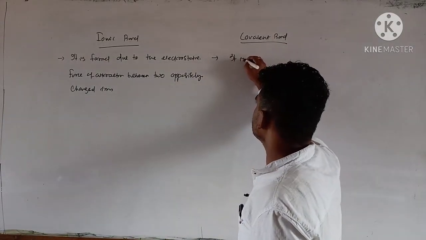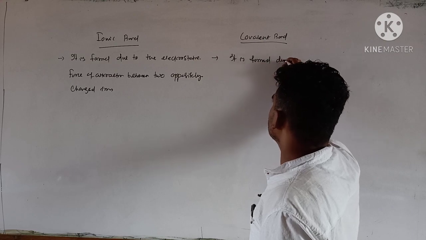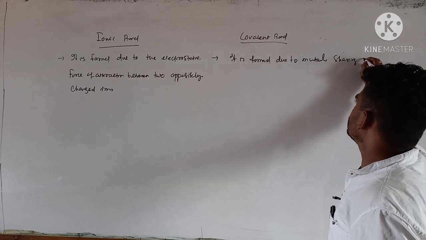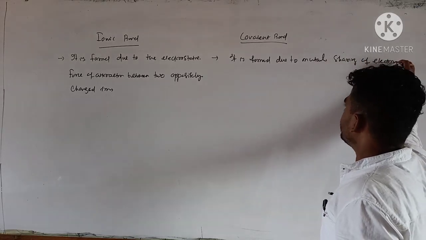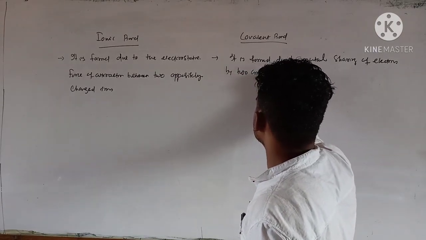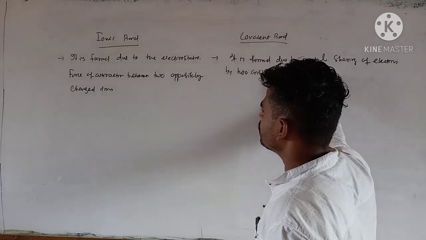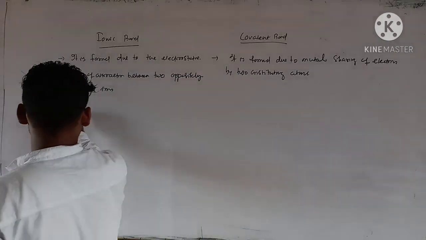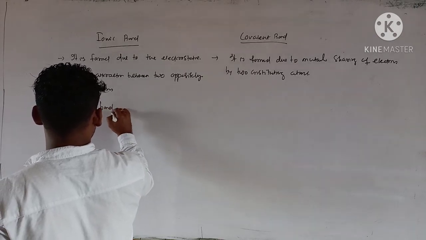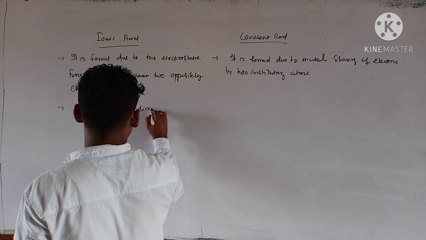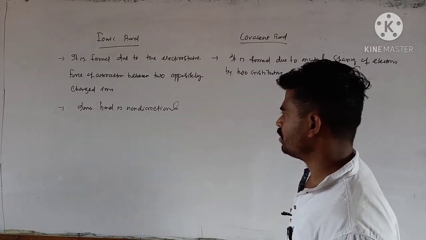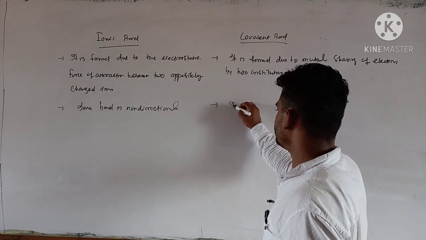It is formed due to mutual sharing of electrons by two constituting atoms. Next, ionic compounds or ionic bond is non-directional, just an electrostatic force between two ions. But covalent bond, it is directional.